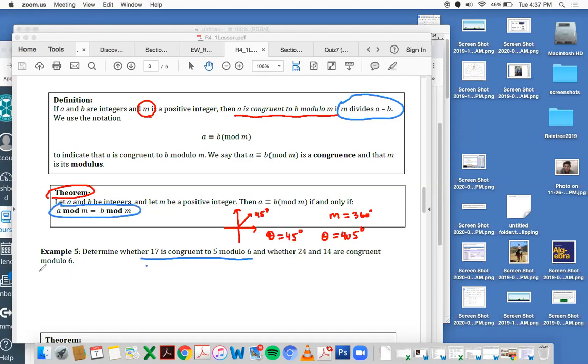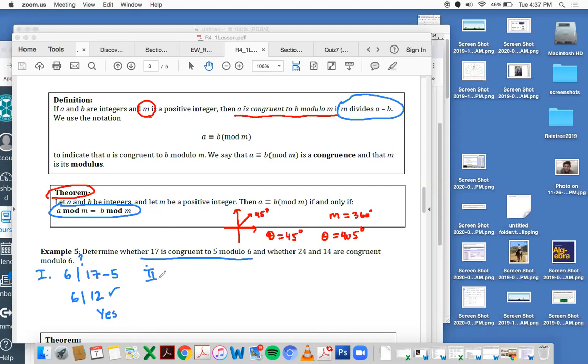So the first way: if I want to see if 17 is congruent to 5 modulo 6, I want to figure out whether 6 divides into the difference between those two numbers. So does 6 divide 17 minus 5? And that's a yes, because 6 divides 12. So 17 is congruent to 5 modulo 6.